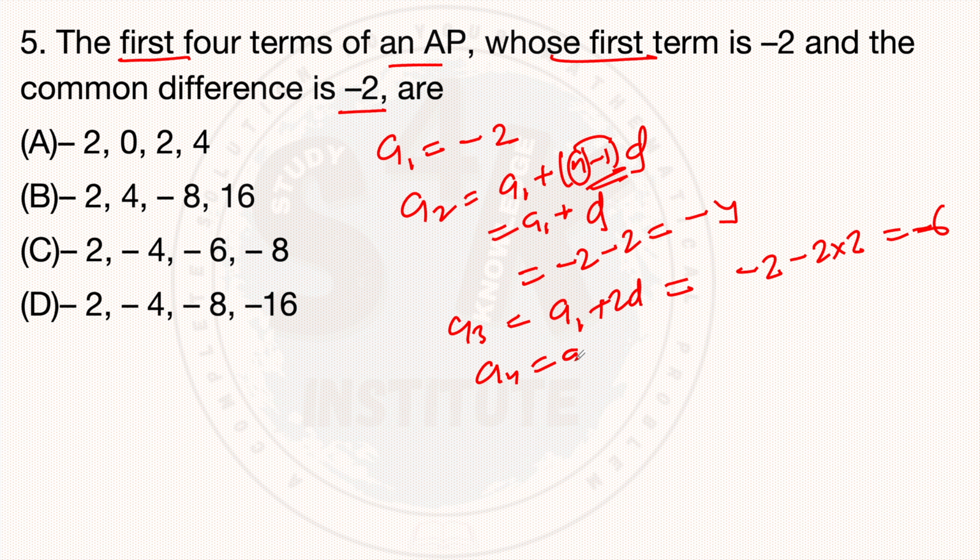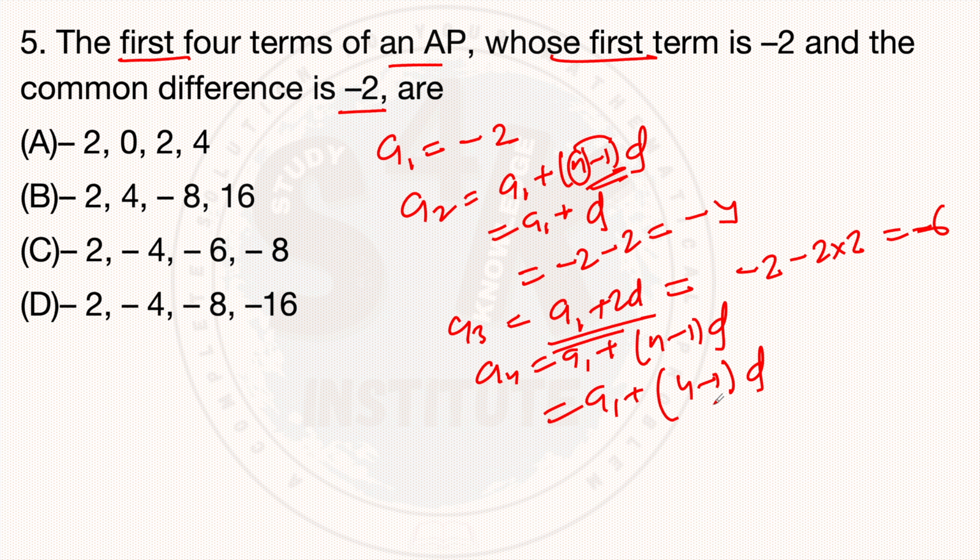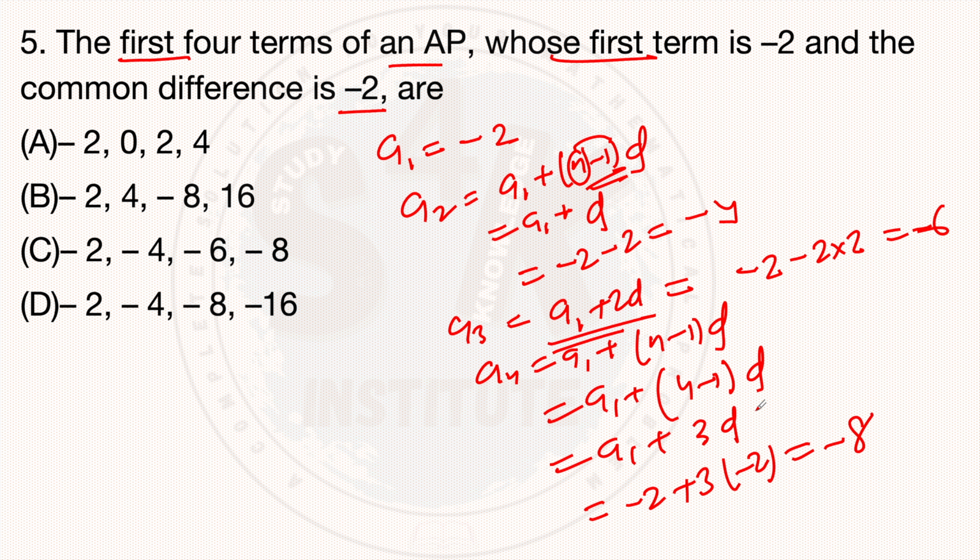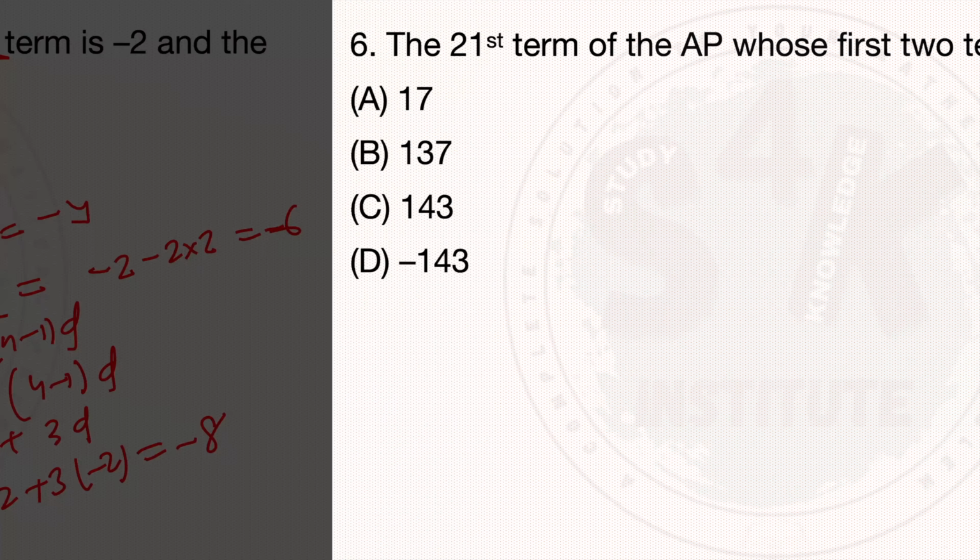A4 will be A1 plus, like how I am writing this, let's understand this, A1 plus n minus 1 into D. So A1 plus 4 minus 1 into D, that is A1 plus 3D. Okay, so A1 you know is -2 plus 3 times -2 will give you -8. So the numbers should be -2, -4, -6, -8. So answer is C. Okay, let's do the next question.